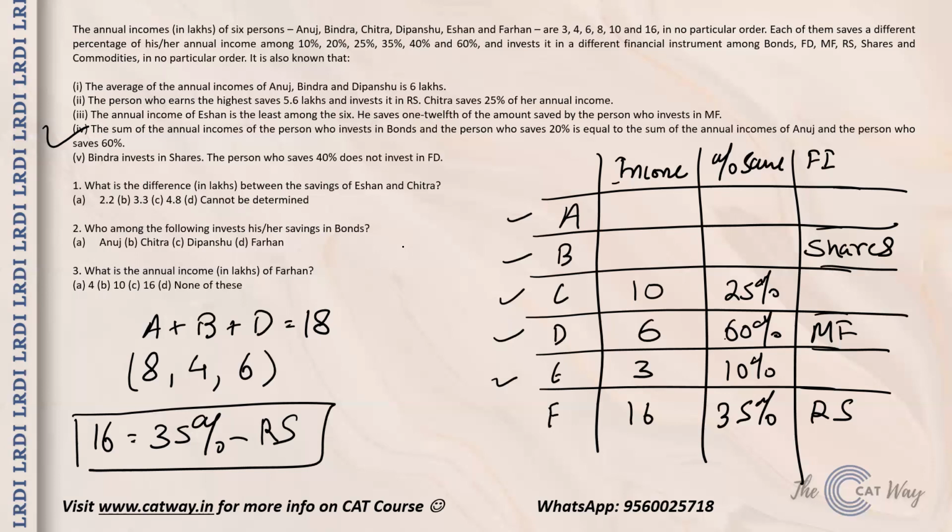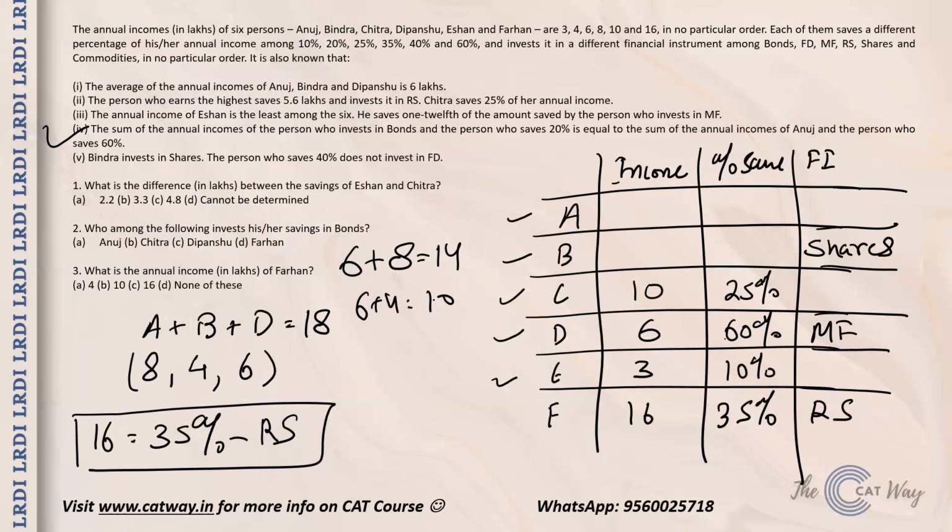But it is given that it is equal to the sum of the annual income of Anuj and the person who saves 60%. So it is equal to the annual income of Anuj plus the person who saves 60%. What you have is 6 lakh, because the 60% guy is D and he is earning 6. For Anuj, you have two possibilities. Either it could be 8, the total could be 14, or it could be 4, that is 10.